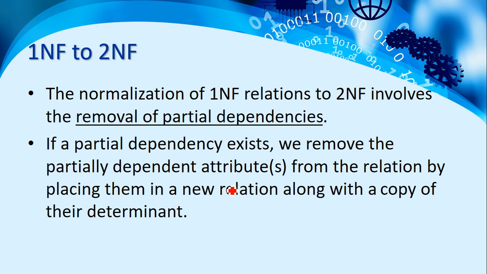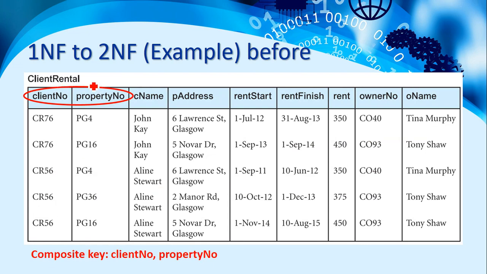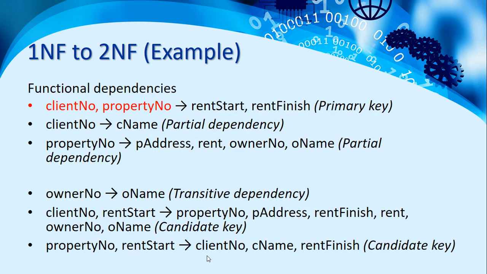Anyway, we have an example. This is the client rental from earlier, in the second approach. This is its composite key. This is the primary key, which is basically a composite key, because the primary key has two or more attributes. It's composed of client number and property number. Now, to shortcut, these are its functional dependencies. Client number and property number determine the rent start and rent finish. This is the primary key.